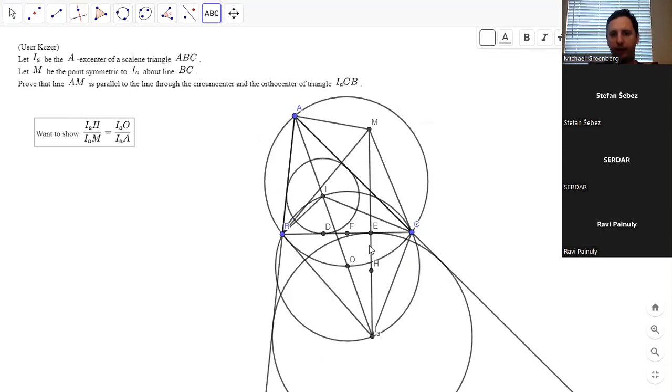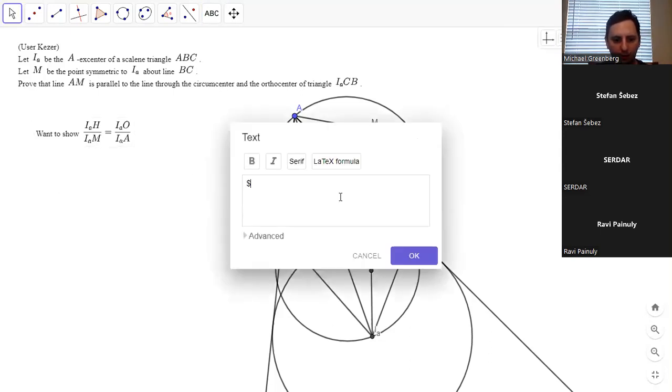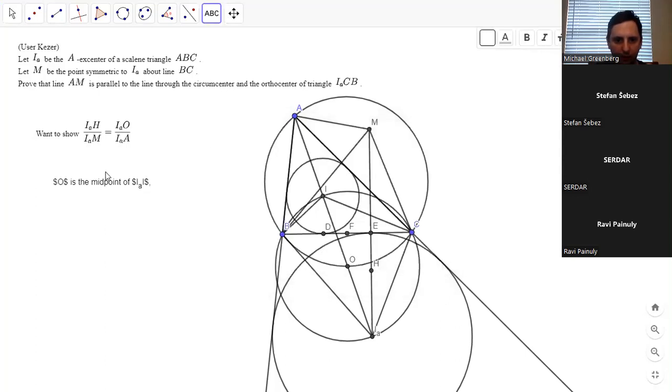So we calculate IH over IAE, right? We write E is the midpoint of IAM and O is the midpoint of IAI. So we want to show that IAI over IAA equals IAH over IAE. Okay, so O is the midpoint of IAI and E is the midpoint of IAM.